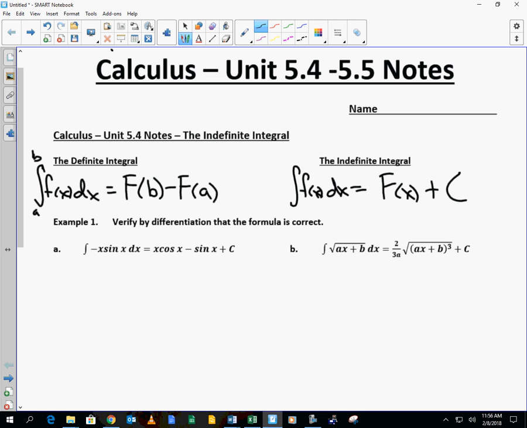Okay, now here's the cool thing. What's the derivative of c? C is a constant, 0. What's the derivative of big F? Little f, right? So when you take the derivative of this, you should get this, right? So here's the cool thing about this section. And if you're willing to take the time, you can do very well with it.